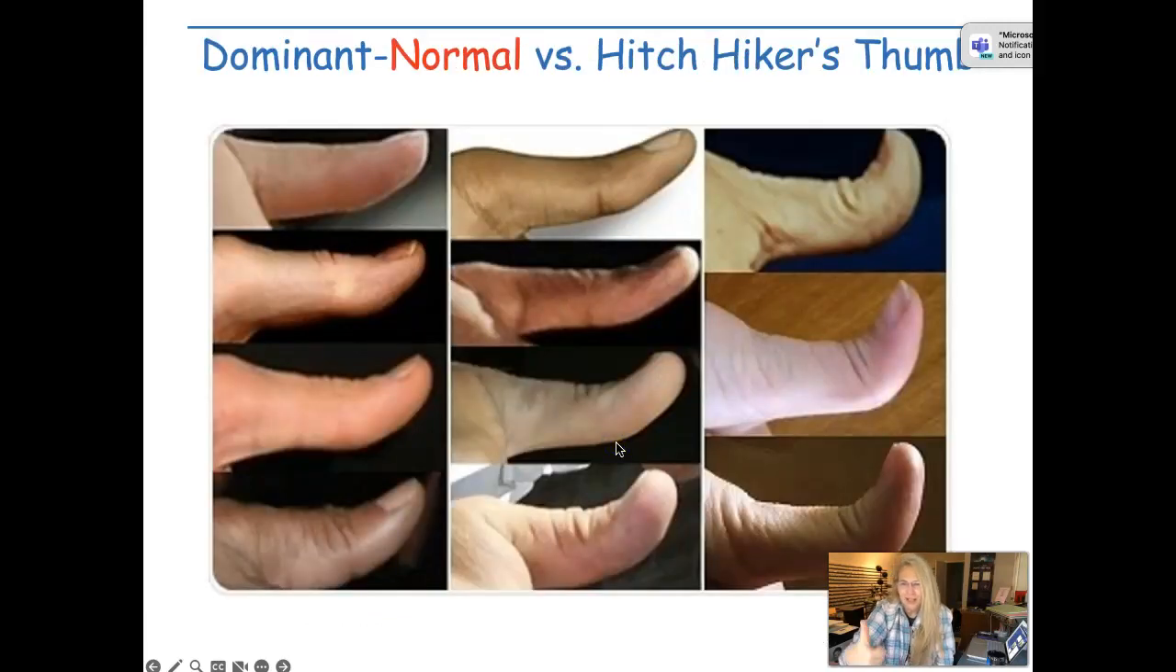Hitchhiker's thumb. So I don't have a very good hitchhiker's thumb. I would say I do not have a hitchhiker's thumb. So I have the dominant trait of having a normal thumb versus someone who has a hitchhiker's thumb. They have this little curve or bend into their thumb.